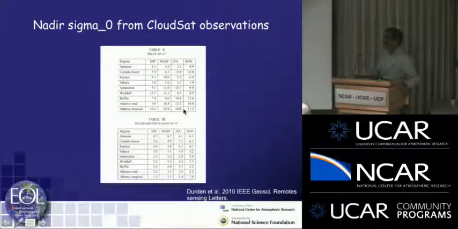This is a normalized cross section. This is the cross section, the standard deviation. The ocean also has the lowest standard deviation. Hence, ocean backscatter could be used as a reference to calibrate your system itself. And this is done for multi-year CloudSat measurement. It gives a hope we can do this in an independent way. In addition to the cloud measurement, we can look at the ocean and do the calibration.